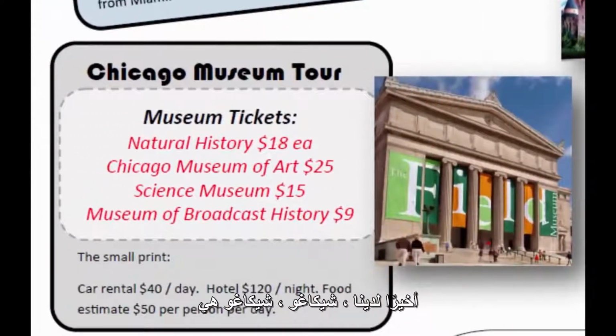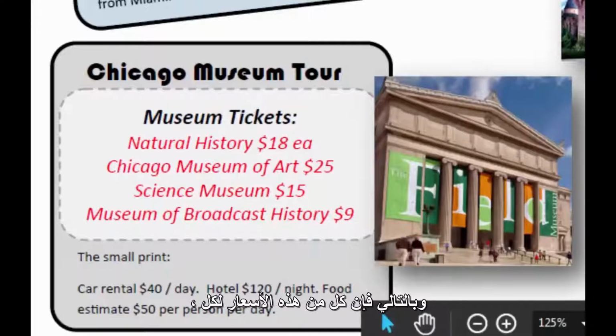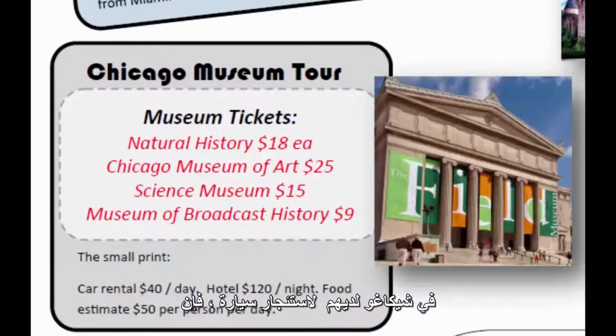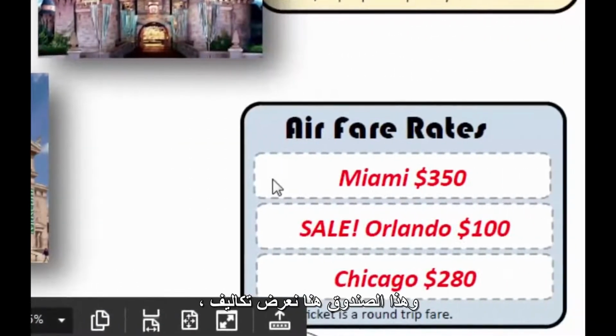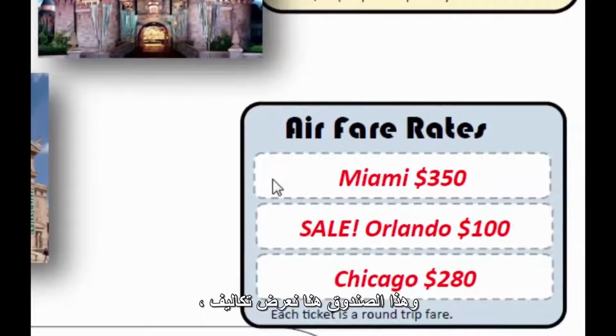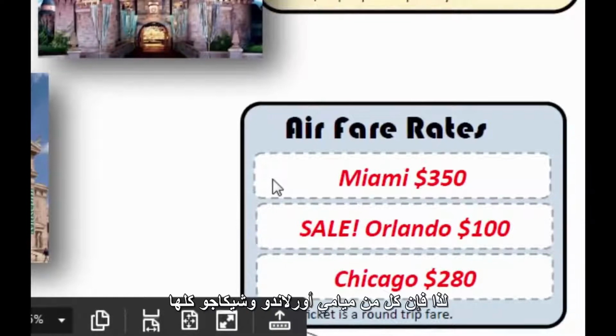Lastly, we have Chicago. Chicago is a city of museums, and so they're going to visit the Natural History, the Museum of Art, the Science Museum, and the Broadcast History Museum. And so each of these prices is per person. In Chicago, they have to rent a car. Their hotel is a little bit more money, and they estimate about $50 per day for food. And in this box over here, we show the costs of the airline. So Miami, Orlando, and Chicago are all different costs, and those are per person.